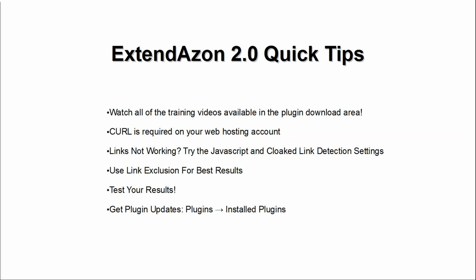Now, another thing that I talked about in those training videos was something called link exclusion. Link exclusion is where you get ExtendAzon to ignore some of the Amazon links that are on your website. This is actually something that I cannot stress enough to try to put into action on your site. The reason being is that by default, ExtendAzon will try to convert all of the Amazon affiliate links that it can find on your website into these shopping cart links.